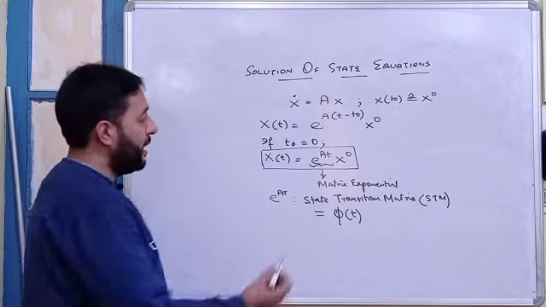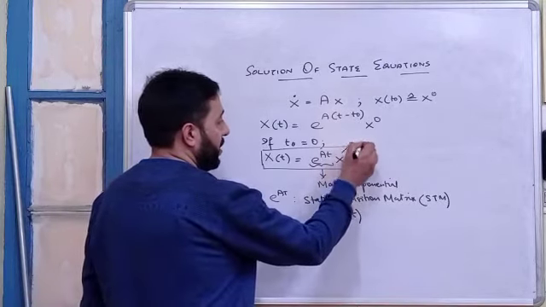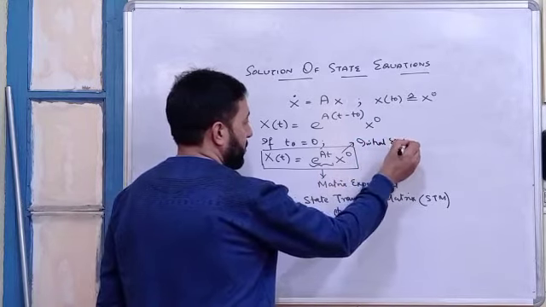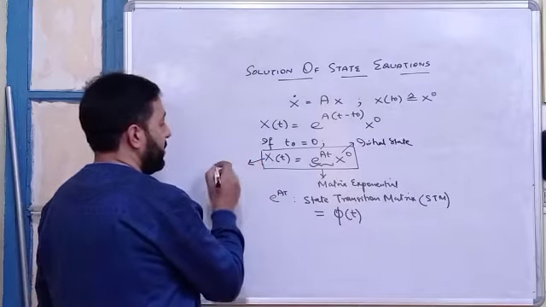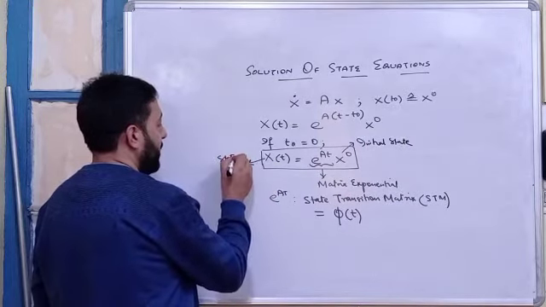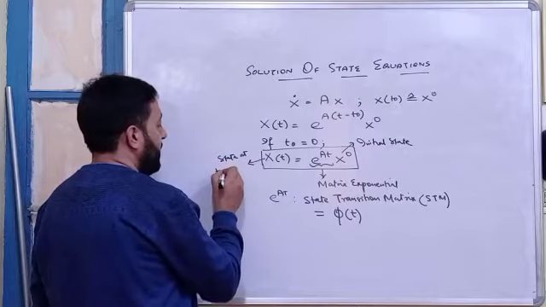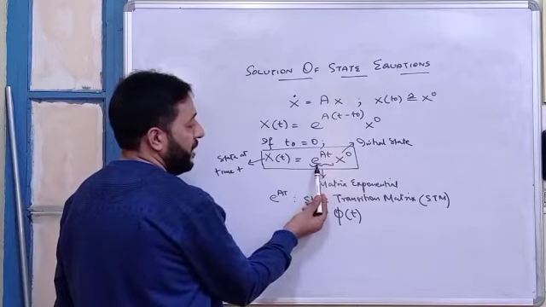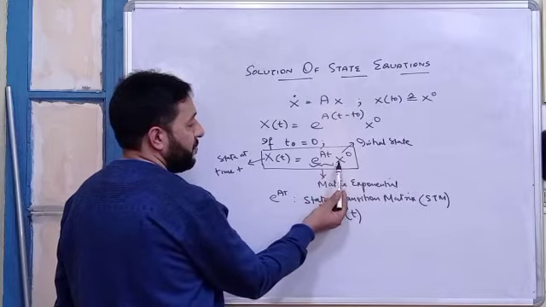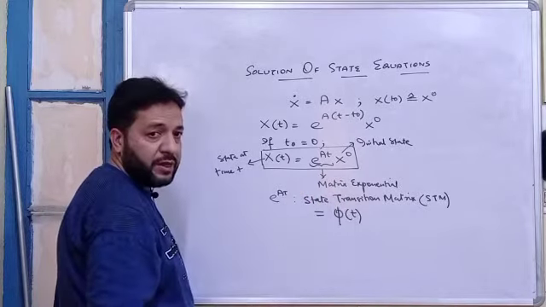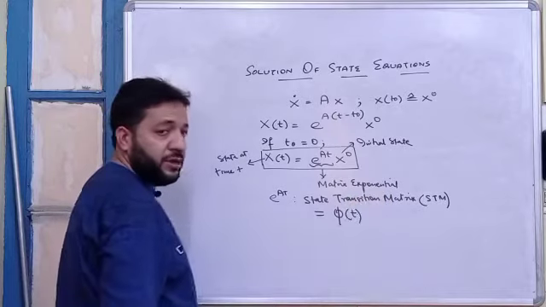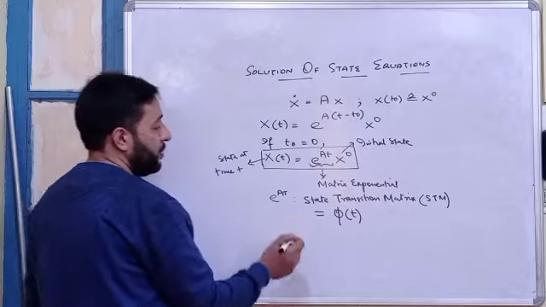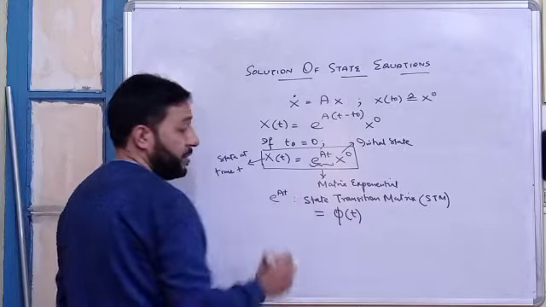Why do we call it the state transition matrix? Because x0 is the initial state and x of t is the state at time t. So through e to the power At, the states make a transition from any initial state to some final state x of t. That's why this is known as the state transition matrix. And as I told you, phi of t is equal to e to the power At.